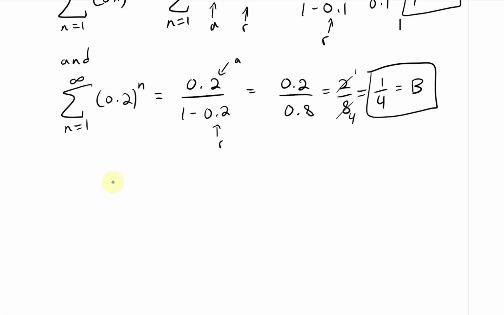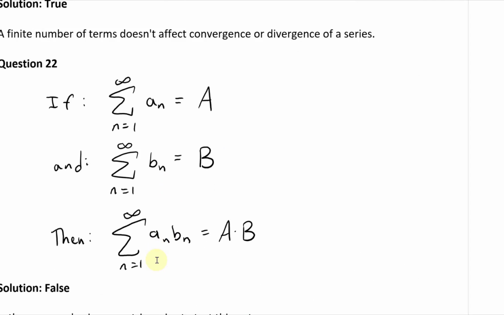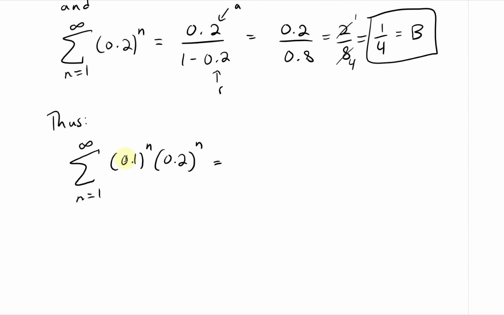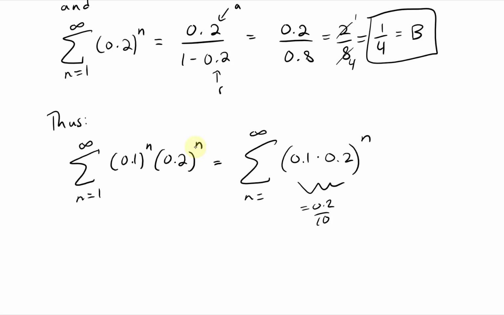Now let's do the actual multiplication of the series. The summation from n equals 1 to infinity. If you multiply these two terms together, you get 0.1 to the power of n times 0.2 to the power of n, so a_n times b_n. We can simplify this with some algebra. It's the same thing as 0.1 times 0.2, all to the power of n. And 0.1 times 0.2 is just 0.2 divided by 10, which equals 0.02.